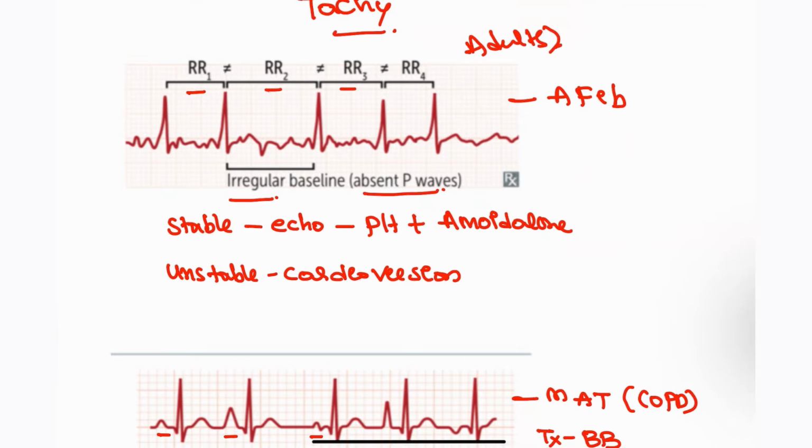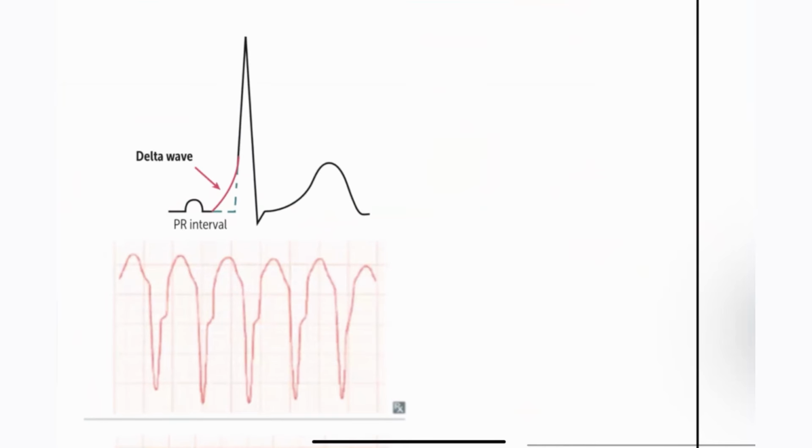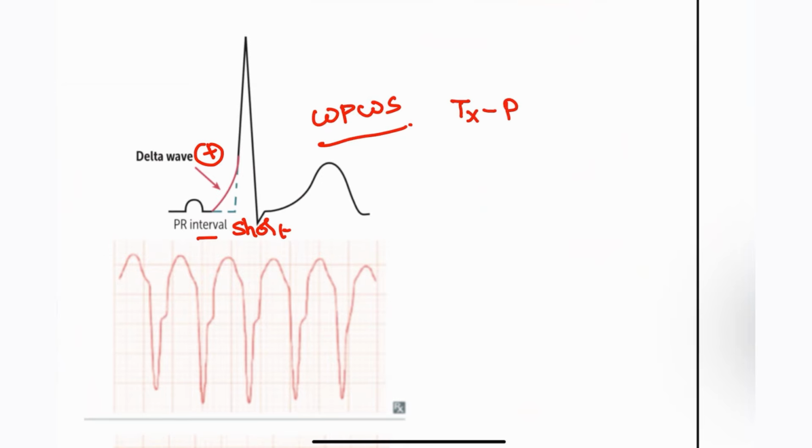Okay, another important point that you have to take note. Next, here you can see the PR interval is short and there is a delta wave. What is this condition, guys? Wolff-Parkinson-White syndrome. That is the patient who is suffering from this. Next, the treatment of choice for this patient is procainamide. Procainamide is given for this patient's treatment.